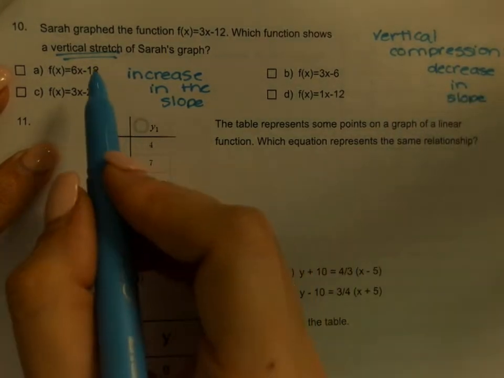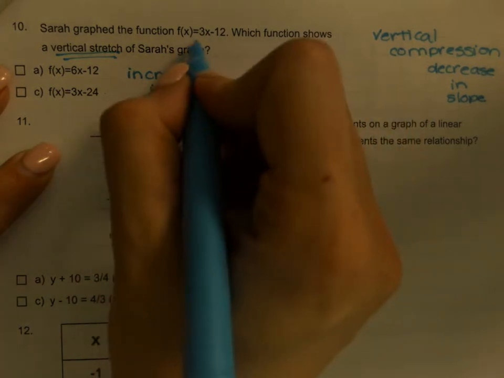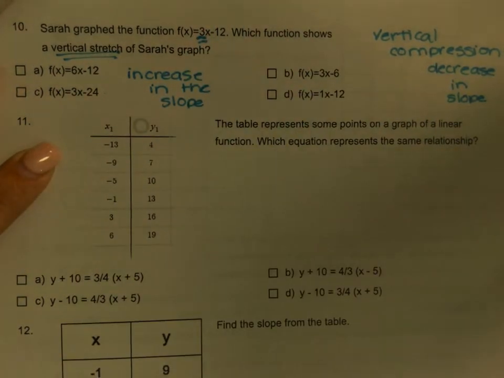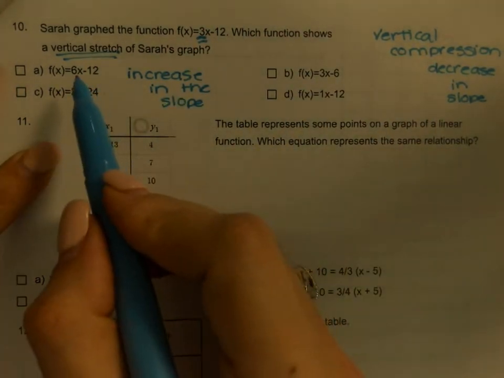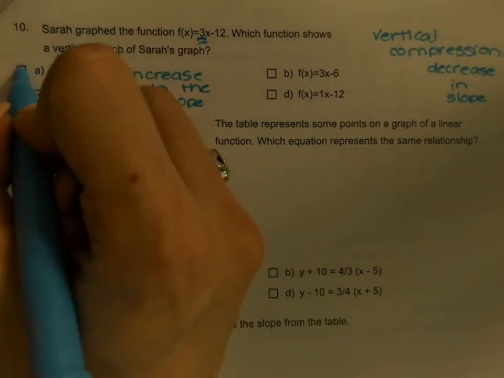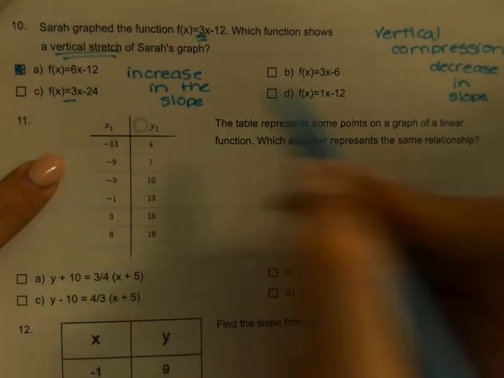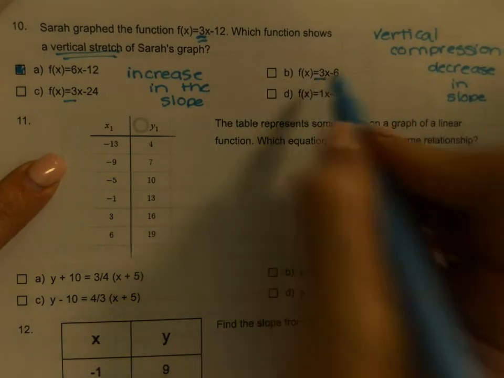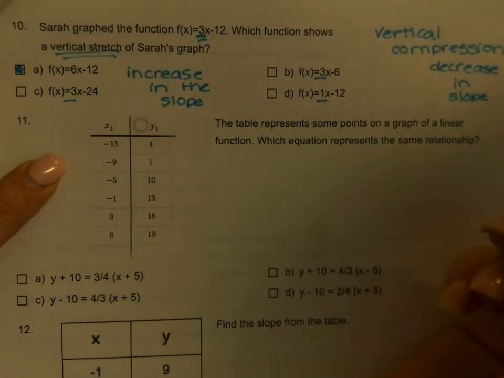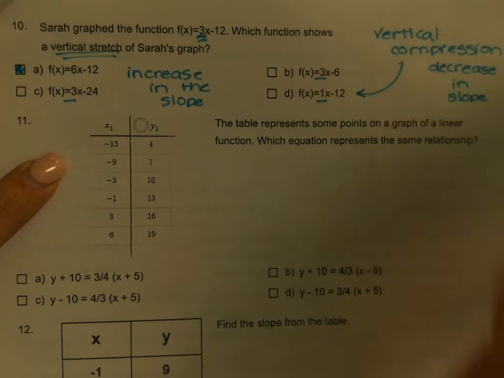So here, since it wants a vertical stretch, we need to increase the slope. The 3 is our slope. So looking at all of those options, 6, that's an increase. That's larger. That's your answer. This is still a 3. That's the same. This is still a 3. That's the same. This is a 1. That would be a vertical compression.